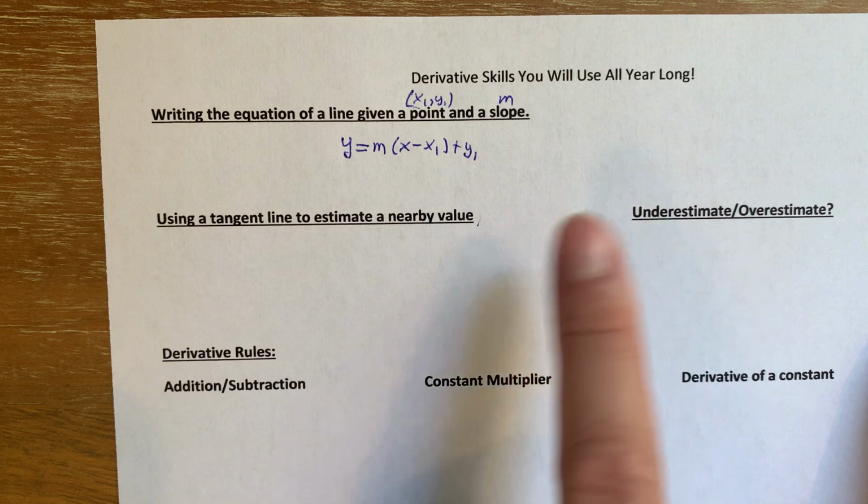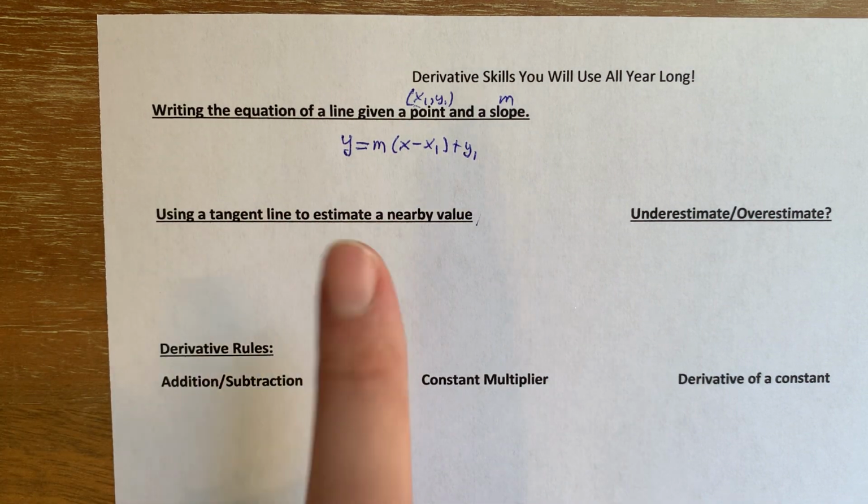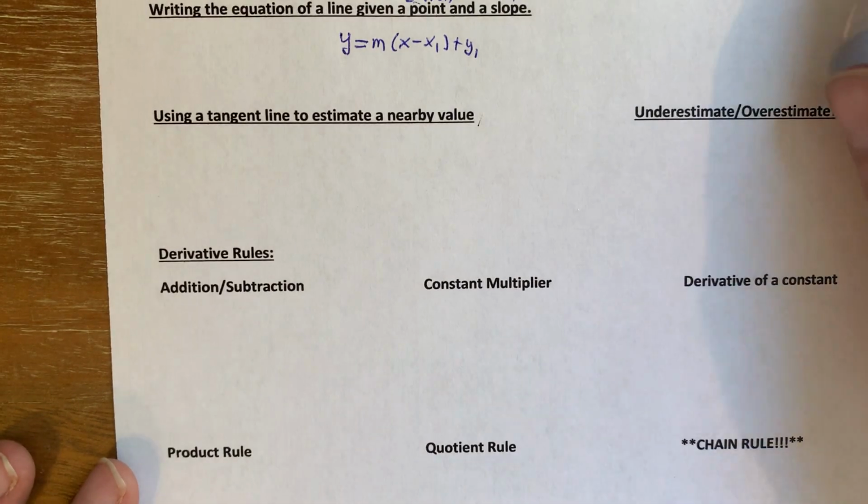Now we haven't done this yet. There was a lesson 1.1b that we skipped over because I was trying to make up for the 3 weeks that we lost. We'll come back to this later. So hold off on this stuff, using the tangent line to estimate and doing underestimates and overestimates. We'll come back to that later.